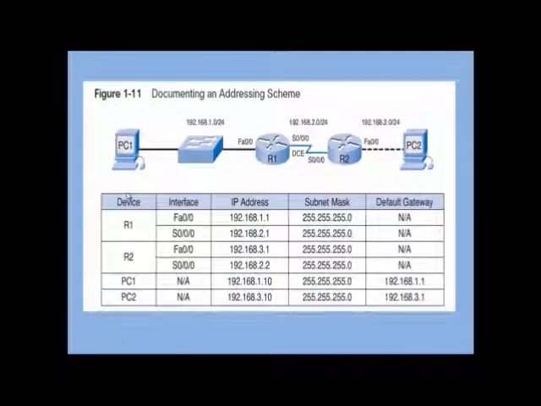The documentation should include a topology map of the network and an addressing table. Figure 1.1 shows the documenting and addressing schemes. Here is the topology diagram, and the addressing table consists of device, interface, IP address, subnet mask, and default gateway address for end devices such as PC.